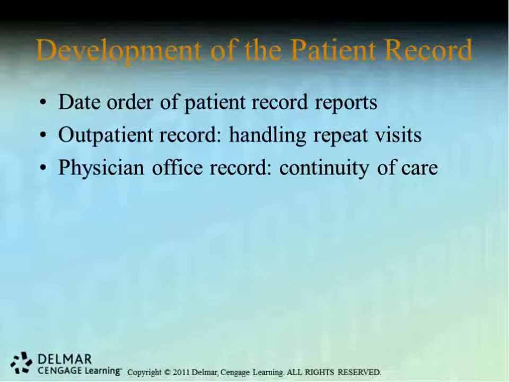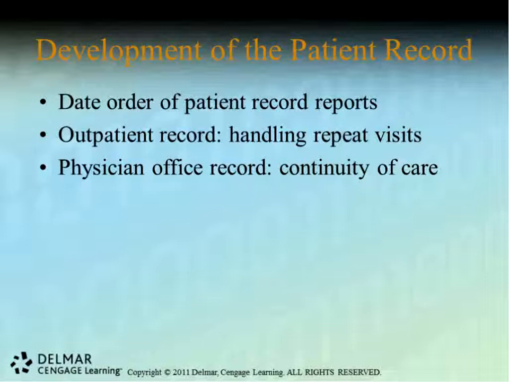Now, there are different types of orders that you can see in a patient record. The one that's most common is your reverse chronological date order, where your most current document is at the top, and the document that's the oldest will be at the bottom. This really facilitates documentation, because your most accurate report is probably going to be your most recent one, and that's where providers document.